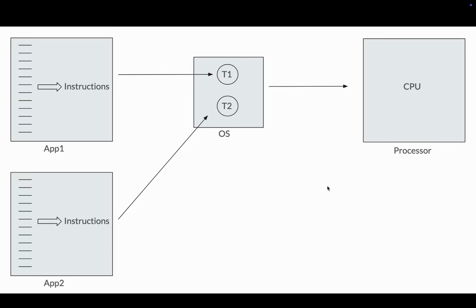Now we have two different applications waiting to execute via two different threads, T1 and T2, in the same processor. How does the processor decide what is to be executed? Can a processor execute more than one instruction at any point of time?